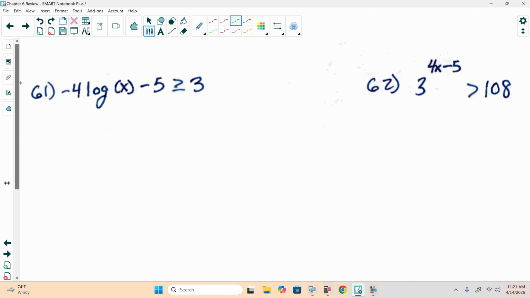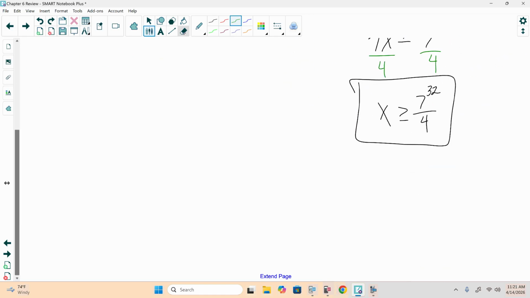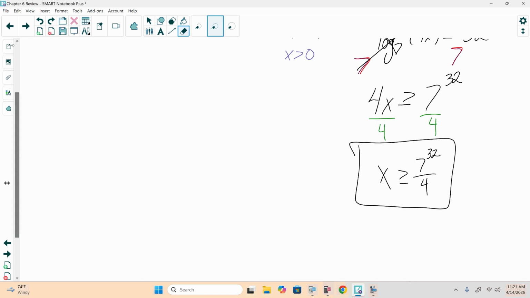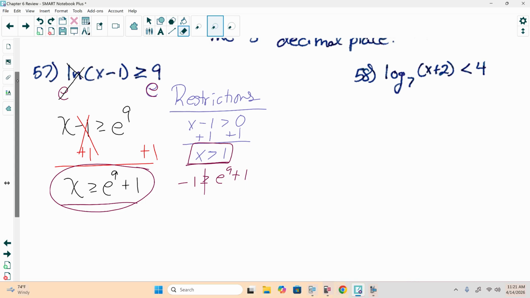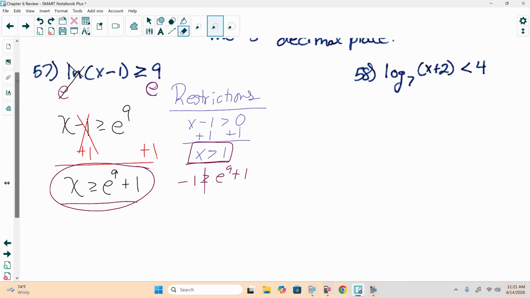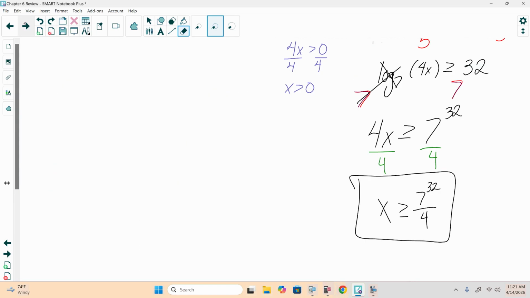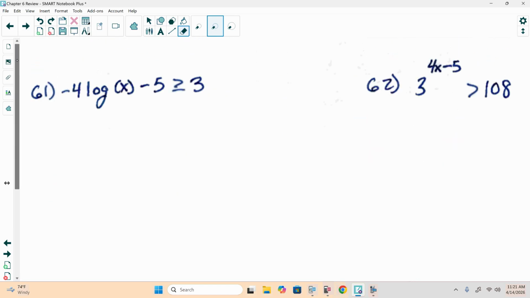If the restriction had come into play, let's say I flipped it. Let's say this was the answer: x is less than or equal to 7 to the 32nd over 4. Okay, the restrictions do come into play. I throw that statement onto it. We remove those. That's it. And yeah, so for 58, we would have to add the fact that negative 2 is less than x. Yep, that's all we have to do, we just have to throw that statement back onto it.